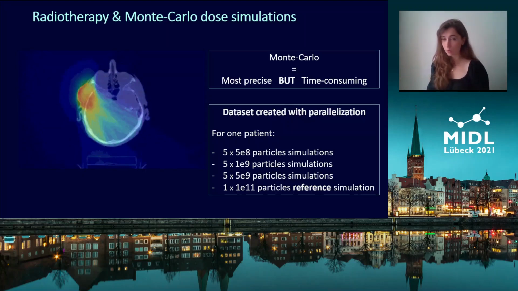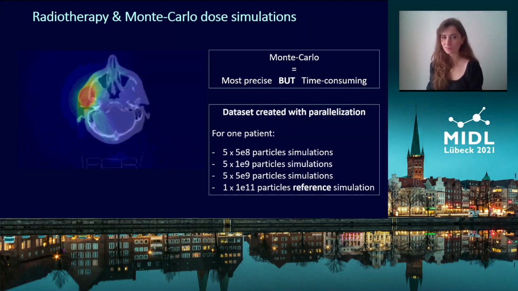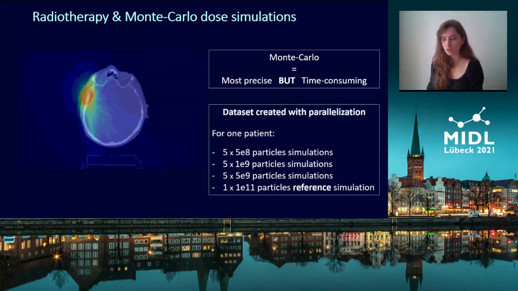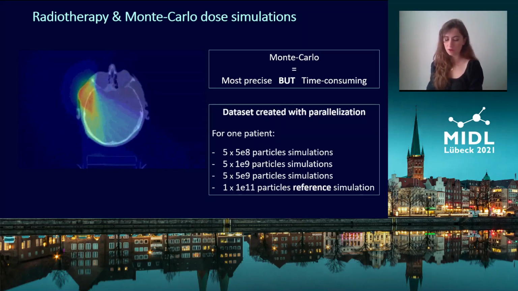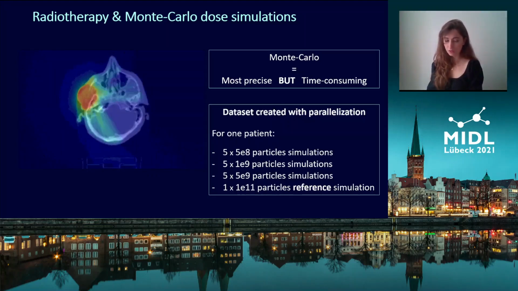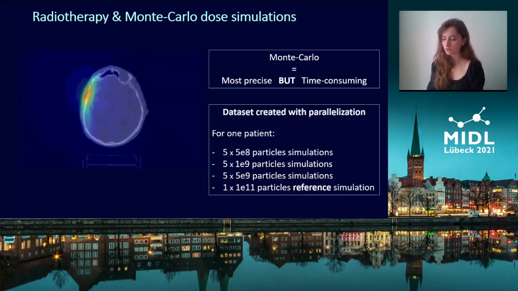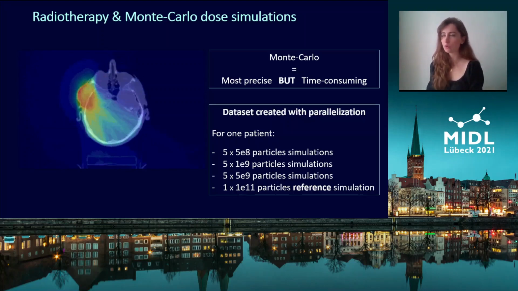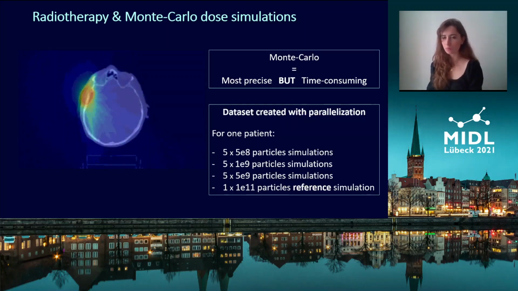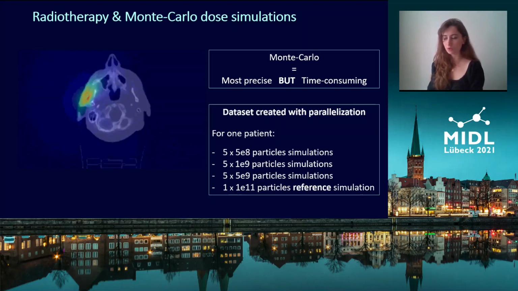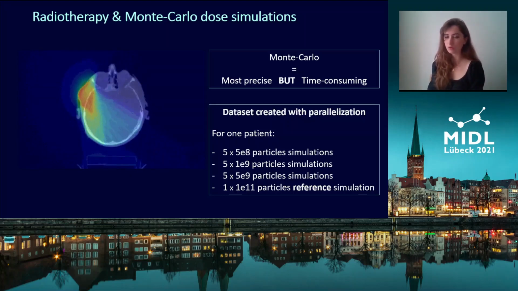So that's why we want deep learning to accelerate these computations. To conduct our experiments, we created a dataset comprising Monte-Carlo simulations of 50 patients. Each patient has a set of noisy simulations, so computed with few particles, and a single reference dose simulation computed with 100 billion particles, and which took for each patient 4,000 hours to compute.